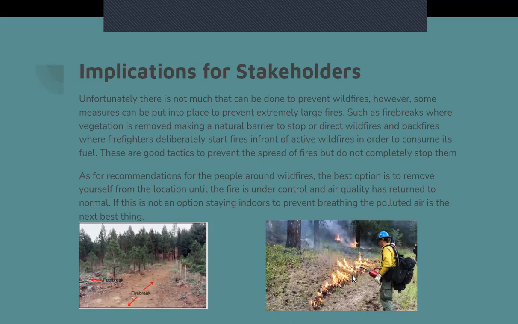As for recommendations for the people around the wildfires, we believe that the best solution is to completely remove yourself from the area, go out of town, visit relatives, do whatever, just stay away from where the air quality is super poor. But if that's not an option, your next best option is to stay indoors and try to prevent breathing in the polluted air.